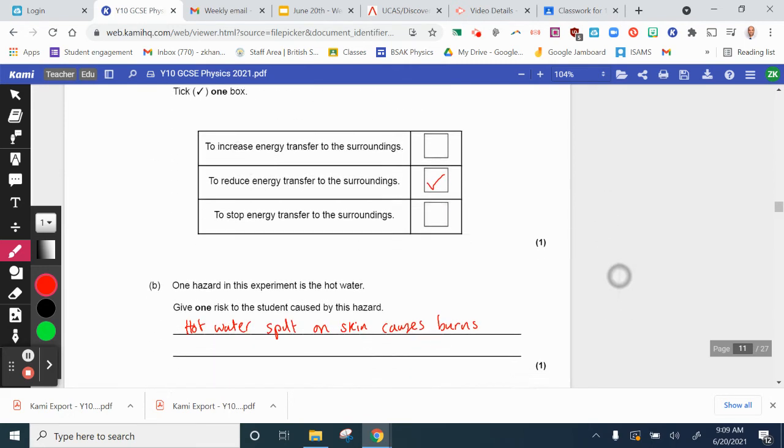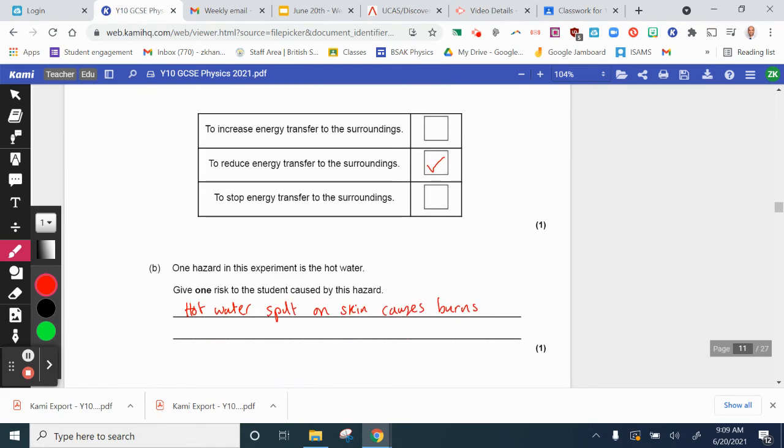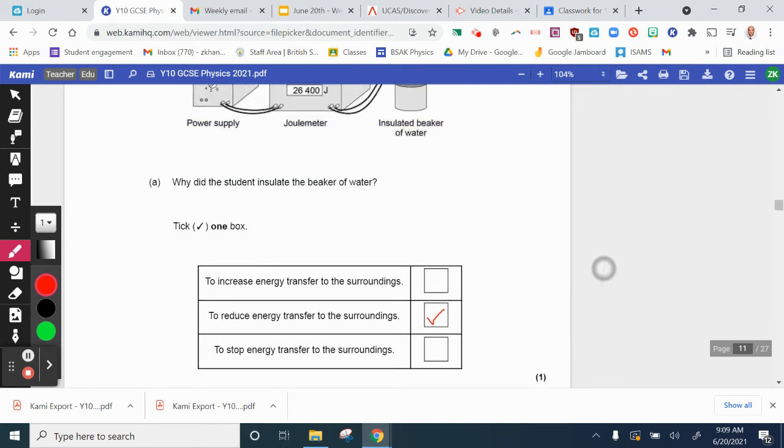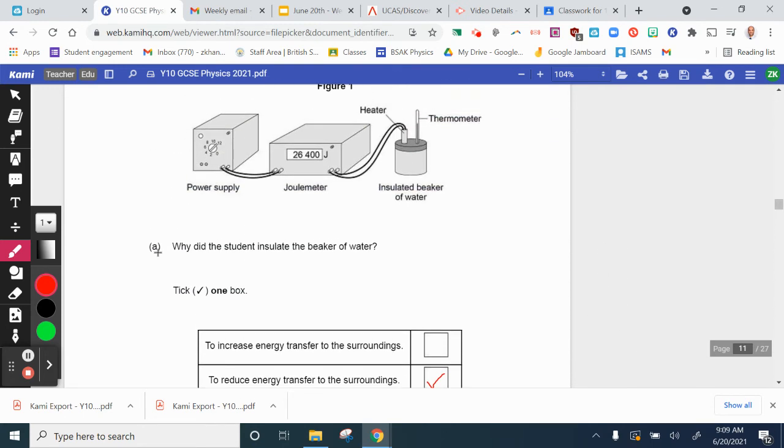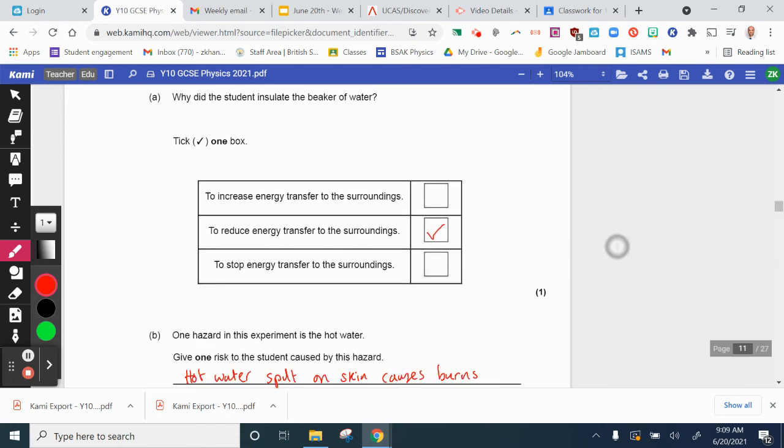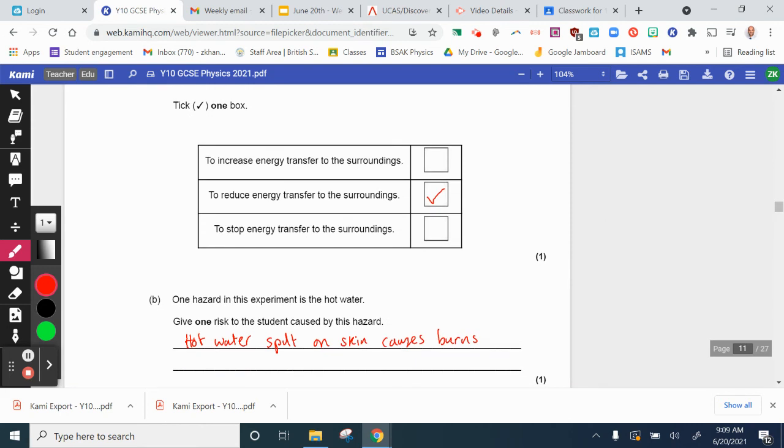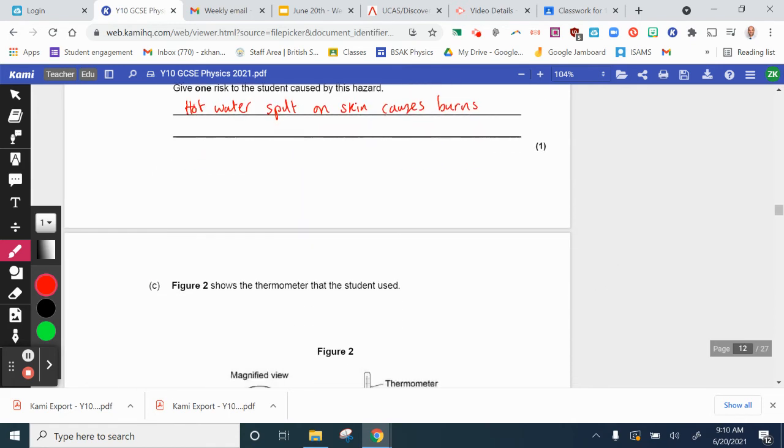Okay, so one hazard in this experiment is the hot water. Give one risk to the student caused by this hazard. As you have worked with hot water many times before, we know that hot water can spill, and it can spill on your skin and cause burns. So hot water spilled on skin can cause a burn.